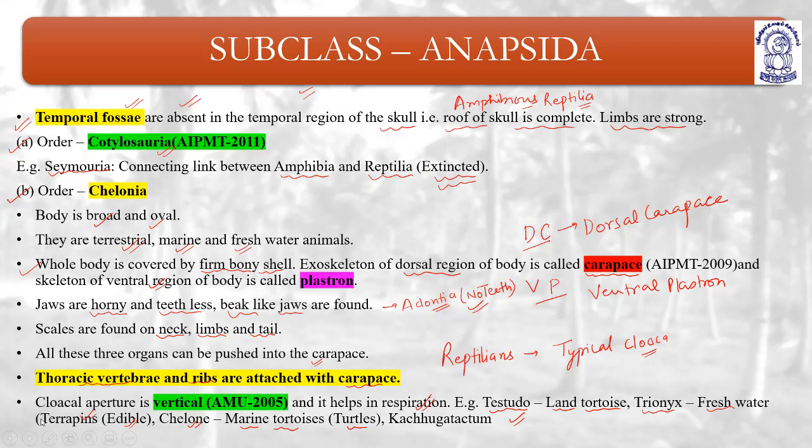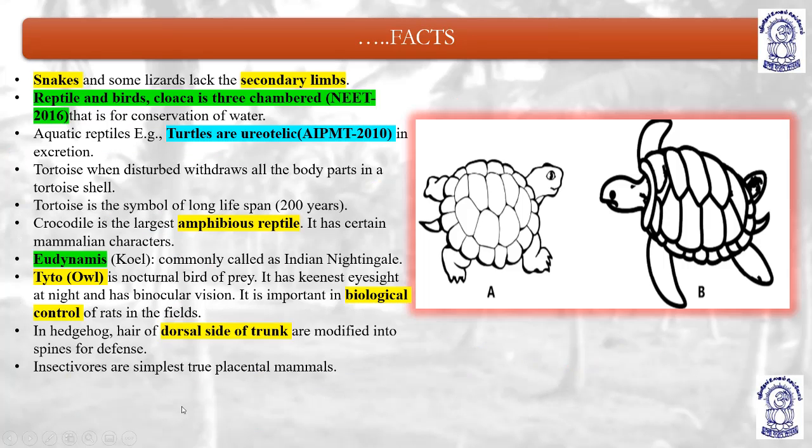Now, moving to the next slide, these are some important facts. This is a diagram which helps you understand the tortoise. This is a tortoise and this is a turtle. Snakes and lizards don't have secondary limbs. Very important.